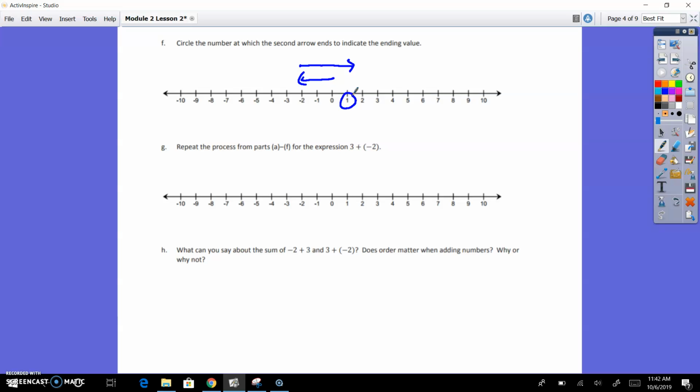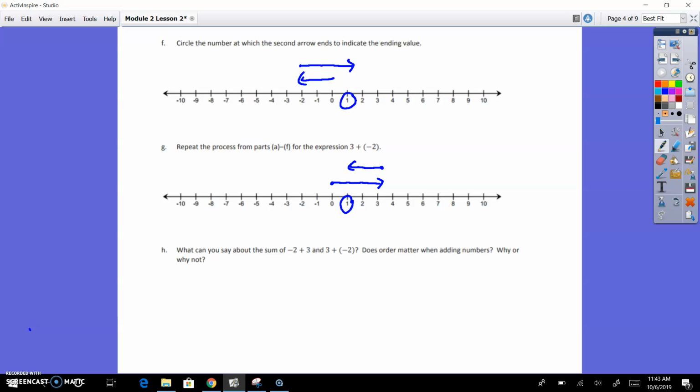It says to repeat the process from parts A through F for the expression 3 plus -2. So start your arrow at, and we always start at 0. Then it shows us we're starting at +3. So we're going 3 units to the right, 1, 2, 3 units to the right, which puts us at 3. Notice how they're lining up. And then we are starting from the arrow we were just at, and we're going -2. So we're going to the left 2 units, 1, 2, and we are circling that value, positive 1.